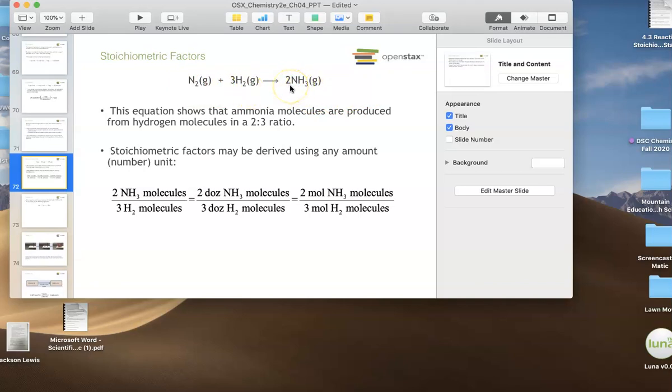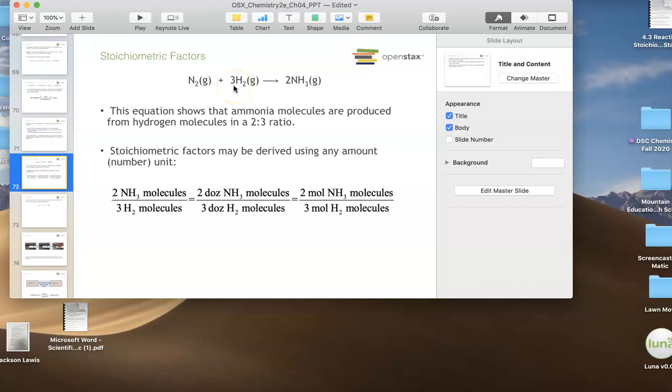And notice that this is a balanced reaction. Why is a balanced reaction so important? Well, we're using the coefficients when we do our math, so it's very important to start out with a balanced equation. Notice the relationship between ammonia and hydrogen is 2 to 3. For every 2 moles of ammonia, I need 3 moles of hydrogen gas.